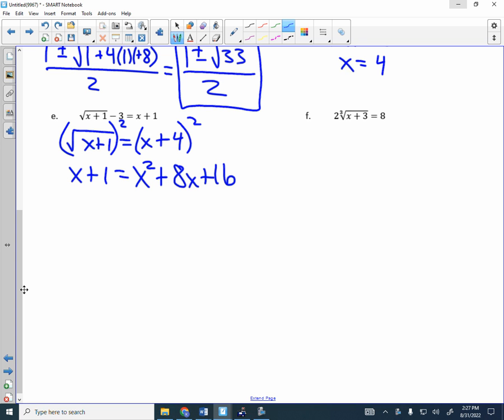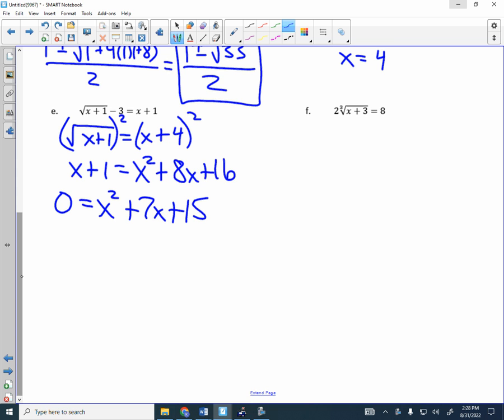Second degree equation, what do we do? Set equal to 0. Whoa, come back here. 0 equals x squared plus 7x plus 15. Does that factor? No. Quadratic formula.